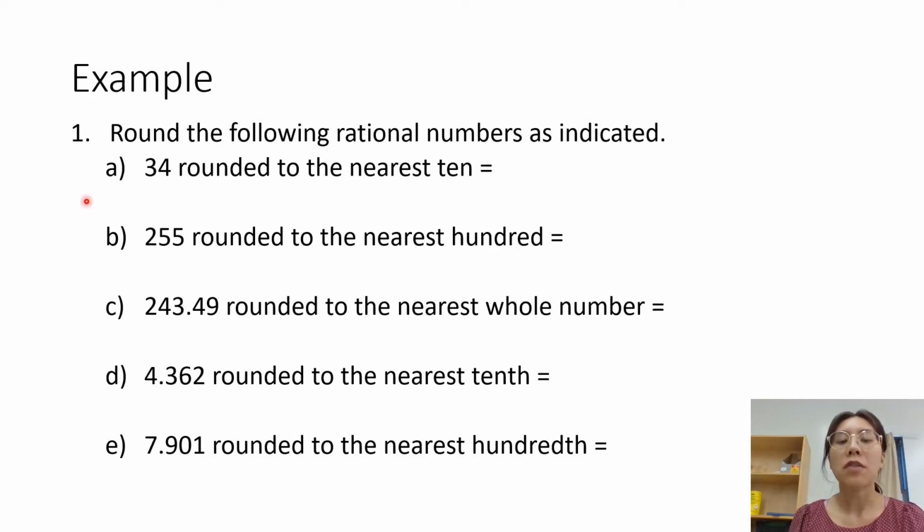Round the following rational numbers as indicated. A, 34 rounded to the nearest 10. B, 255 rounded to the nearest 100. C, 243.49 rounded to the nearest whole number. D, 4.362 rounded to the nearest tenth. And E, 7.901 rounded to the nearest hundredth. Please spend a little bit of time to see if you can find the rounded number.